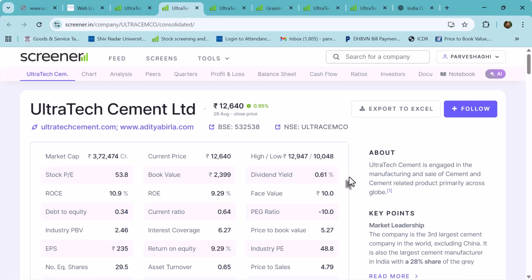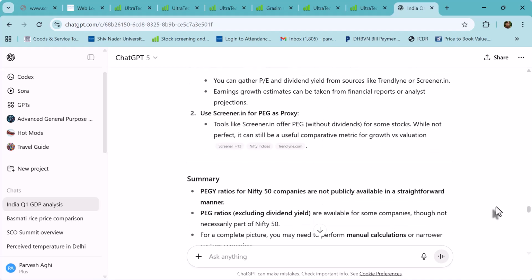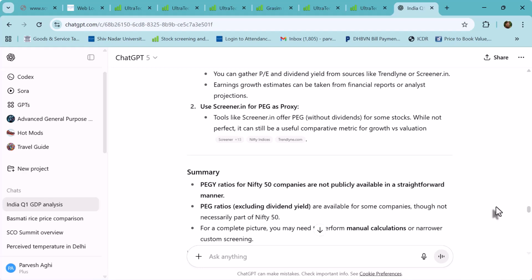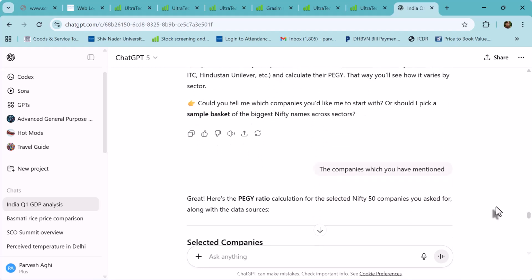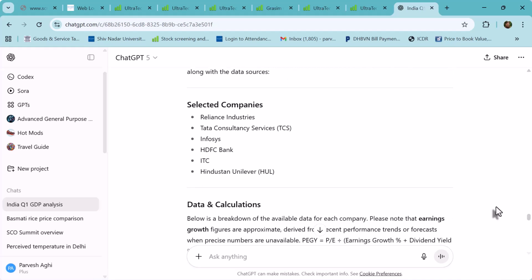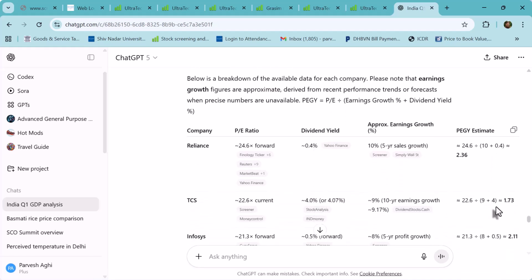Okay. Now coming back to this. Then it helped me to find out some of the companies: Reliance, TCS, Infosys, HDFC Bank, ITC and Hindustan Unilever. So it pulled out the numbers. The PE ratio of Reliance is close to about 24.6, and we can go and check in the screener. Then the dividend is 0.4%.